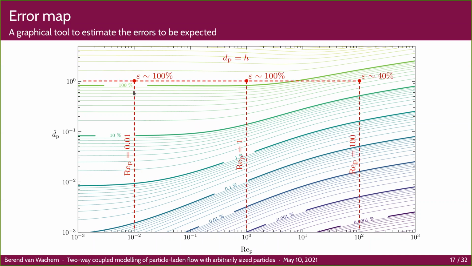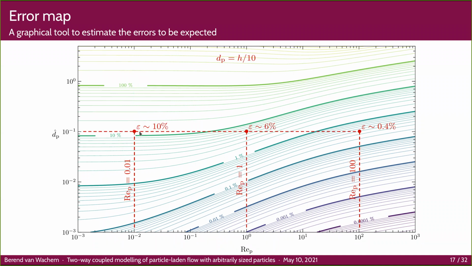To give you two examples, if you take the mesh spacing of your Lagrangian particle tracking to be the same size as your particle diameter, at most Reynolds numbers, you're making an error of about 100%, which is significant. And that's already why in the literature we say we have to go smaller. We have to have a particle to mesh spacing ratio of at least a factor 10. And very much to my surprise, if we do that, then even for Reynolds numbers up to 10, we have an error between 1 and 10%, which is significant.